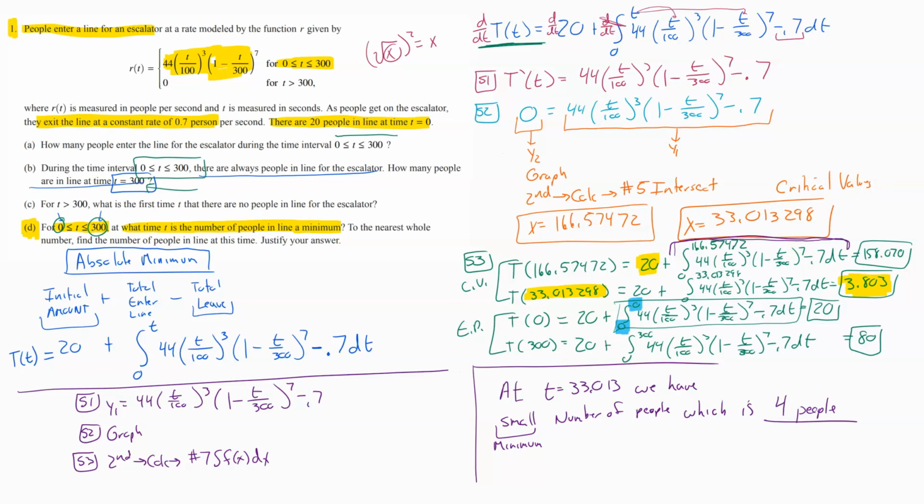So this problem, we would have gotten 1 point for finding our critical value equation set up here. We would have gotten 1 point for finding out that that was when the smallest amount happened. We would have gotten 1 point for the number of people. And then the justification, which is all that work, they would have given us 1 point for all that work.